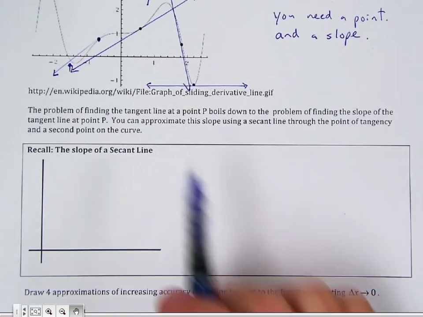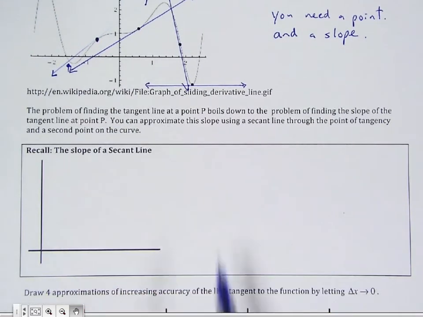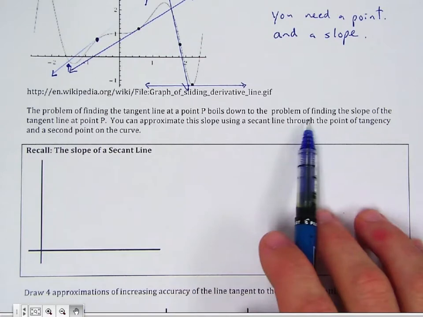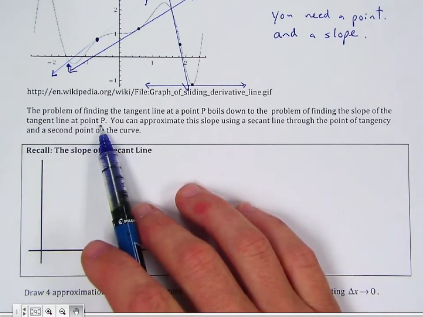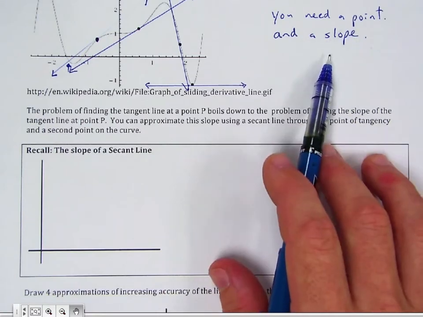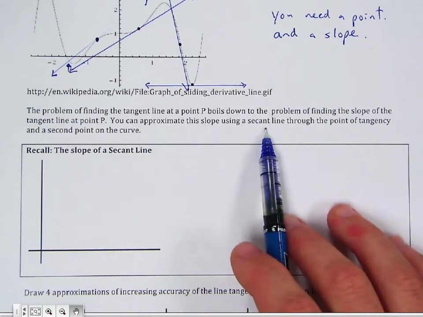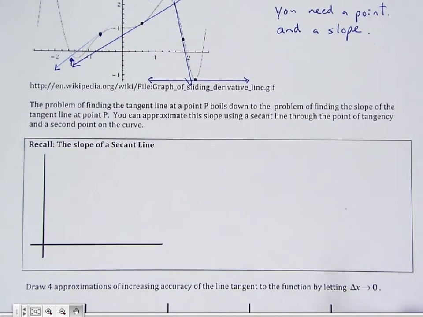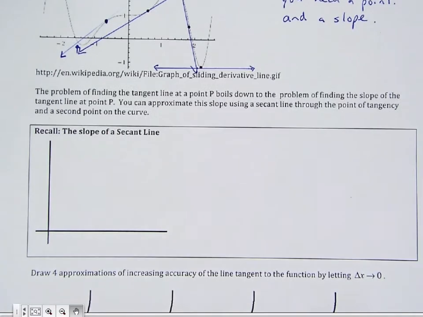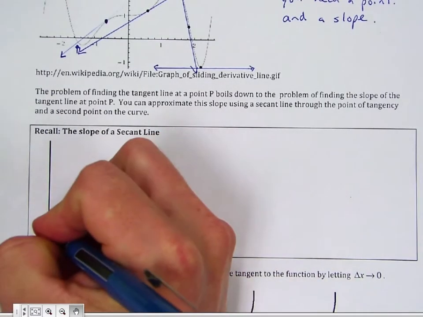The problem of finding the tangent line at a point P boils down to the problem of finding the slope of the tangent line at point P, because then you'll have a point and a slope. You can approximate the slope using a secant line through the point of tangency and a second point on the curve. So we've already talked about these secant lines a little bit before, but let's just review this.